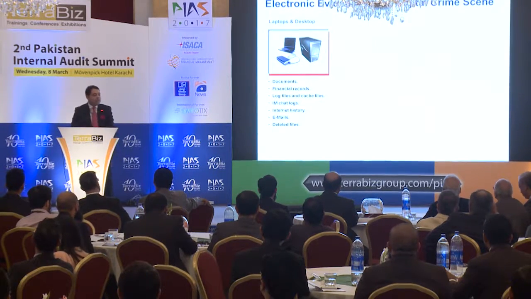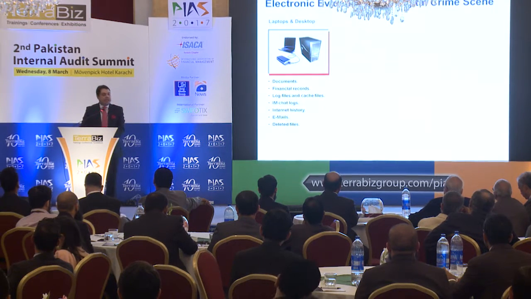What does the evidence look like in a digital crime scene? In a digital crime scene, the electronic evidence is available in laptops and desktops in the form of documents, financial records, log files, IM chat logs, internet history, emails, and most importantly, deleted files. We all have a concept that if you delete anything from our system, it goes out of the system. Remember, it's not a window where you throw out your garbage and it will be thrown out. It's a machine. You cannot delete anything from the system. It will be in the system.